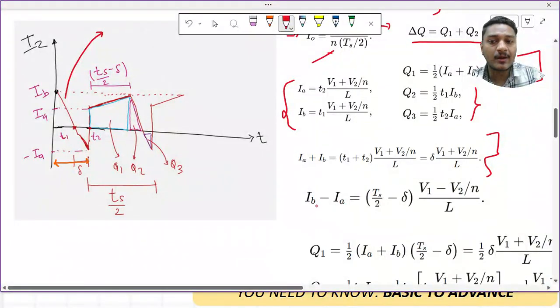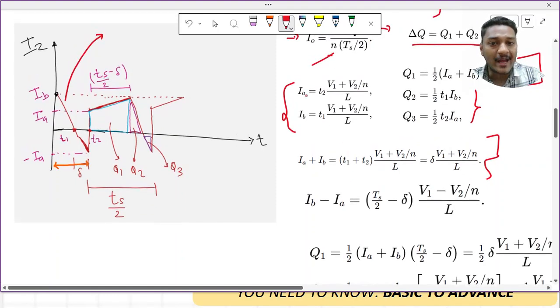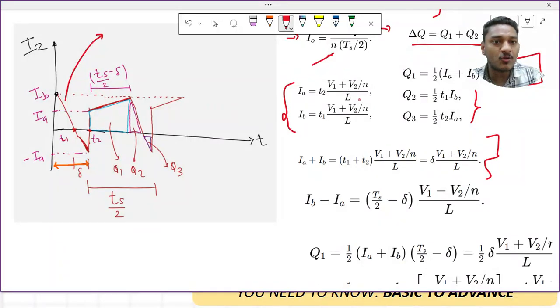Then I have tried to calculate IB minus IA. So what is IB minus IA? There might be two expressions I got. IB minus IA, if I do it, I will basically get (T1 minus T2) whole multiplied by this particular term, which is common. What is the other way to write IB minus IA? You can see that this is my IB and this is my IA. So can I write it down as IB minus IA? Yes. So what is this particular duration?